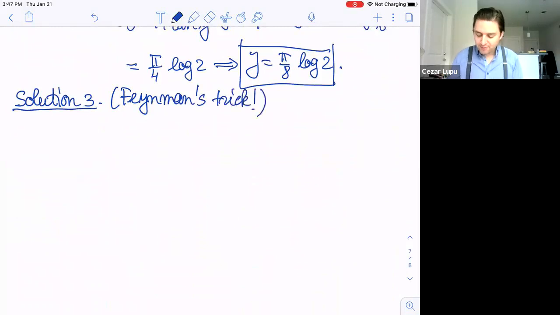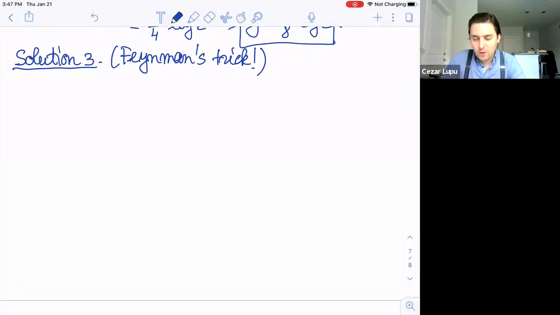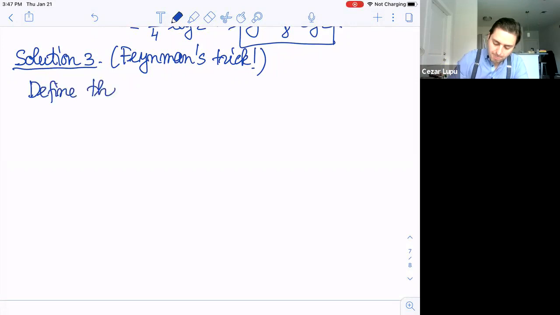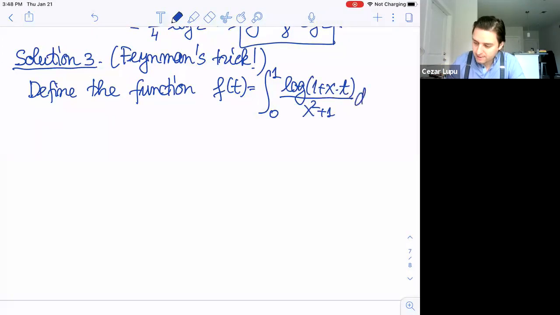This is one of the Feynman tricks to compute integrals. What we're going to do is introduce a parameter inside the integral. So we will define the function f of t to be the integral from 0 to 1 of log of (1 plus x times t), everything over x squared plus 1, dx. You see, I'm introducing the parameter t inside there.